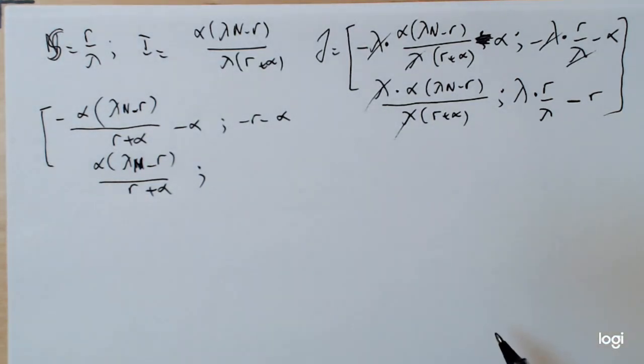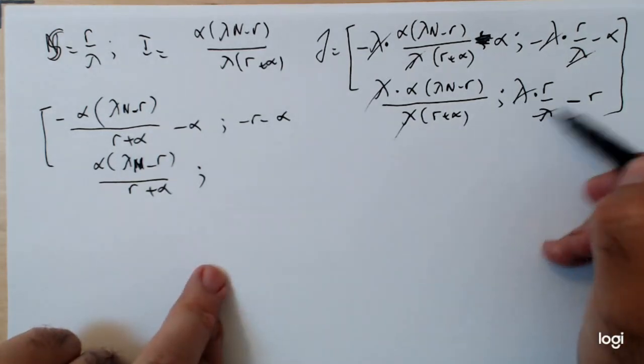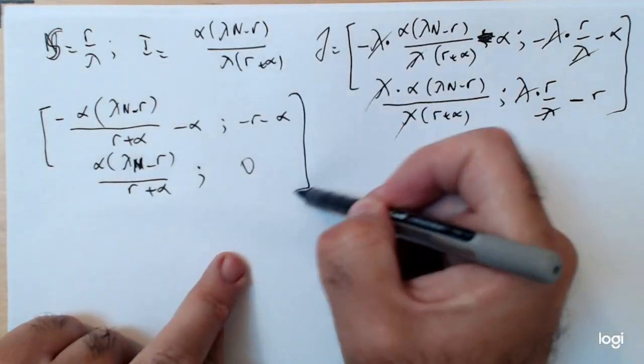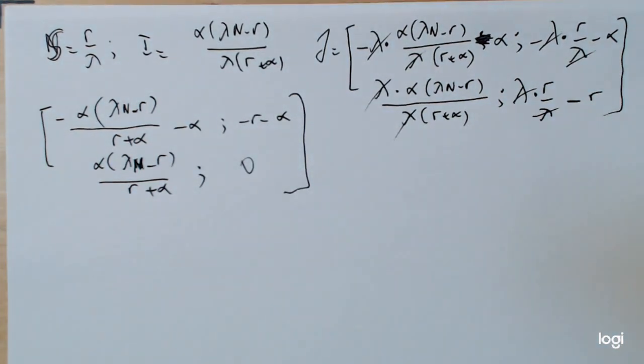And let's see, and then this corner becomes 0. All right, so one second. Want to double check something before we move on.